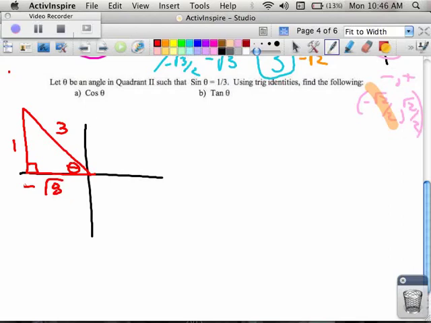Are we allowed to write square root of 8, like if we're just drawing it on? Yeah, on the drawing, I don't care. Final answer has to be simplified.